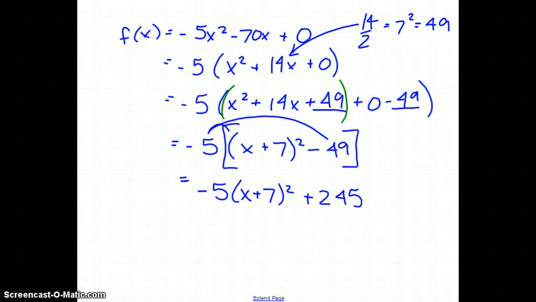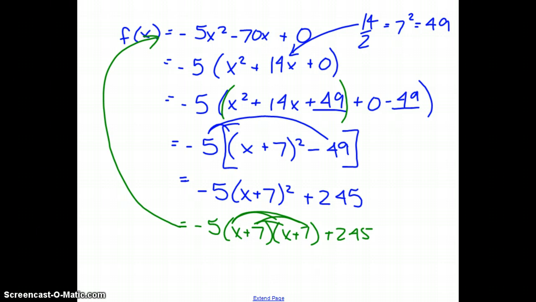Now, if you are asked to verify, you can always go the opposite way and expand this, and just start simplifying. You could FOIL and then simplify. And if you get back to where you started originally, you know that your answer was correct.